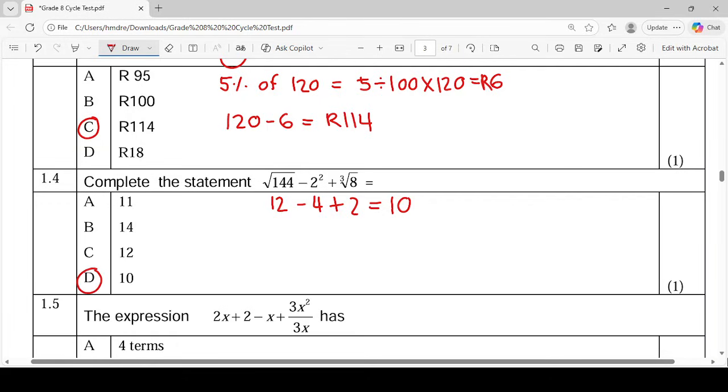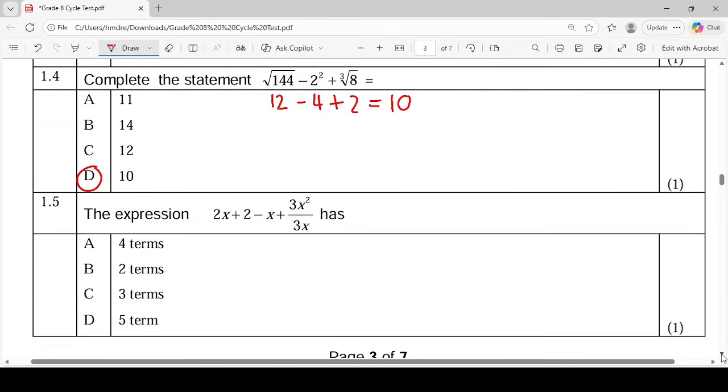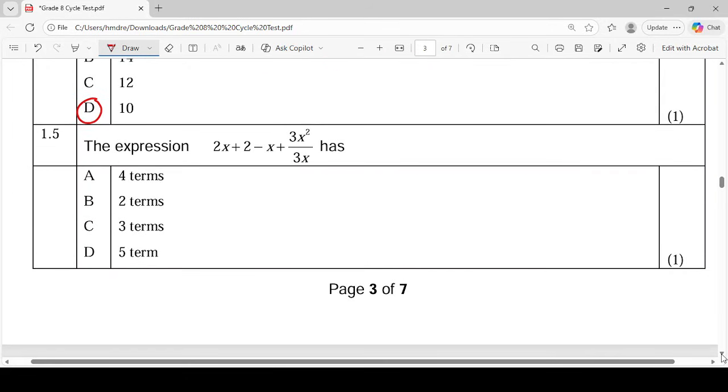Question 1.5. This expression has how many terms? So they're trying to trick us here a little bit with this fraction. That's really all that there is to this question. So we've got 1 term, 2 terms, 3 terms, 4 terms. And really this question is just, like I said, the fraction is there to try trick us. But if it's a fraction like that, it is still 1 term.